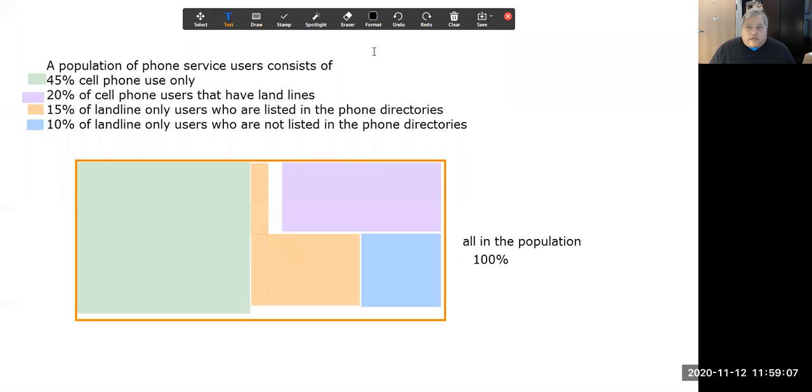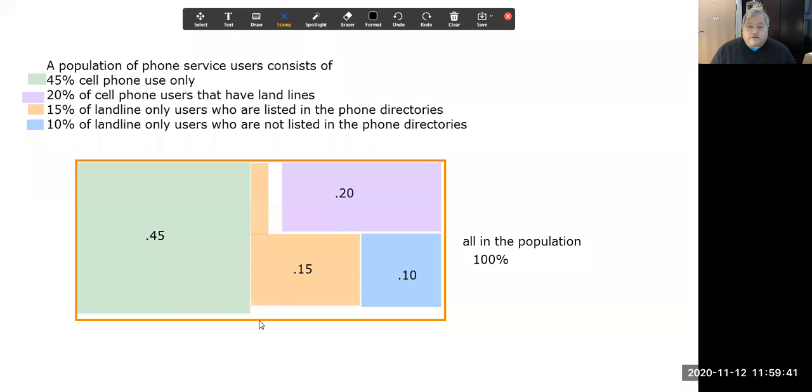And so if you look at the data, then the orange people are 0.15, the green are 0.45, the blue is 10%, and the purple is 20%. Now that doesn't add up to 100%, that only adds up to 90%. And so what is 10%? 10% are the white spaces.